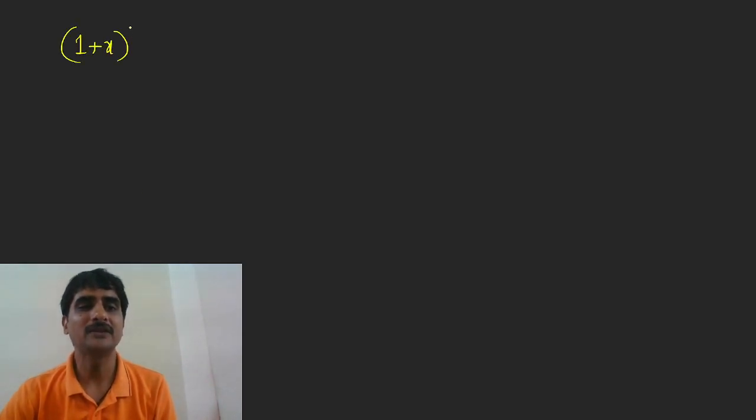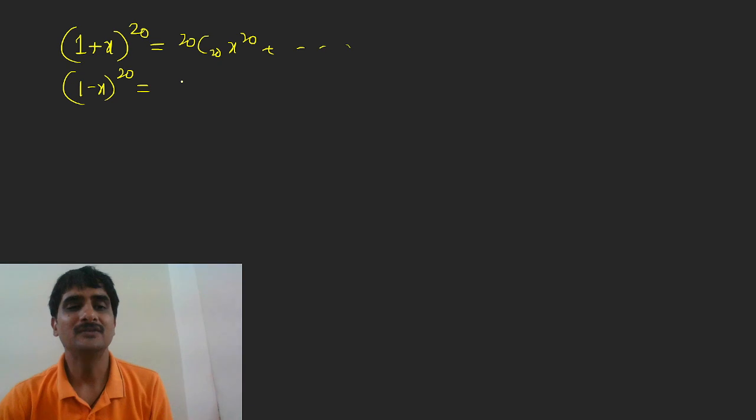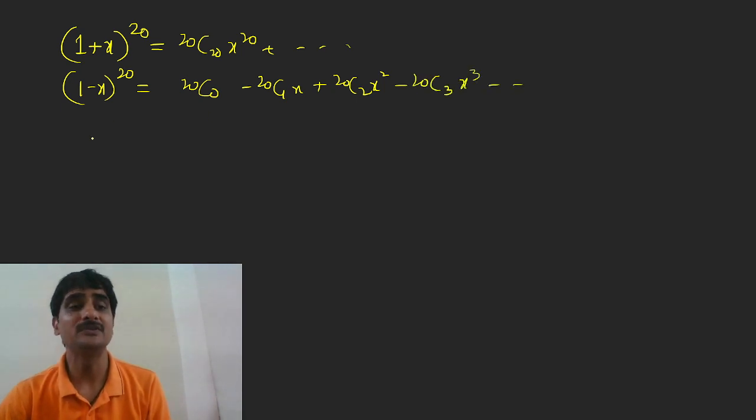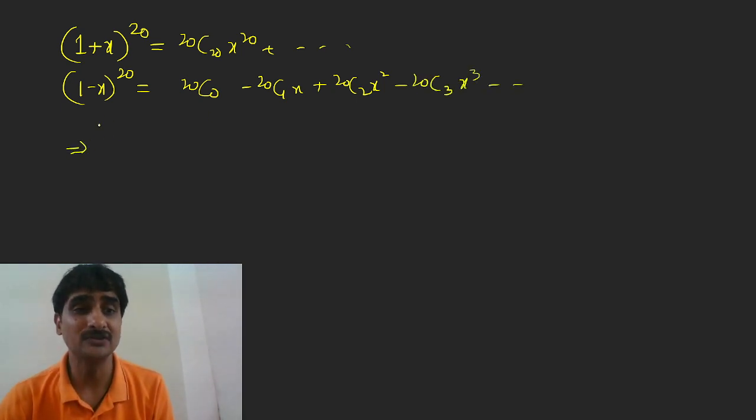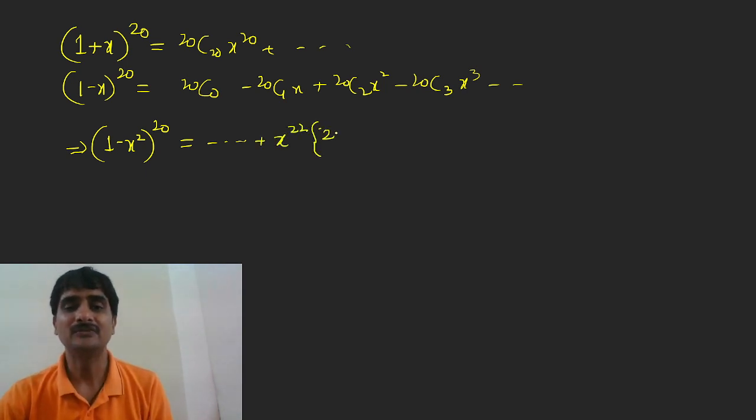Okay, now similarly rewrite the things again. (1 plus x) raised to the power 20. I'm rewriting the series 20C20 x raised to the power 20 and so on, not writing it again, but here I will write (1 minus x) raised to the power 20. So you get it as 20C0 minus 20C1 x plus 20C2 x square minus 20C3 x cube. Now again I will ask you to collect the terms for x raised to the power 22. So in LHS when you multiply, it's (1 minus x square) raised to the power 20. In RHS when you collect the terms for x raised to the power 22, you get the same series but with alternate sign. So it's 20C20 into 20C2 minus 20C19 into 20C3 plus.